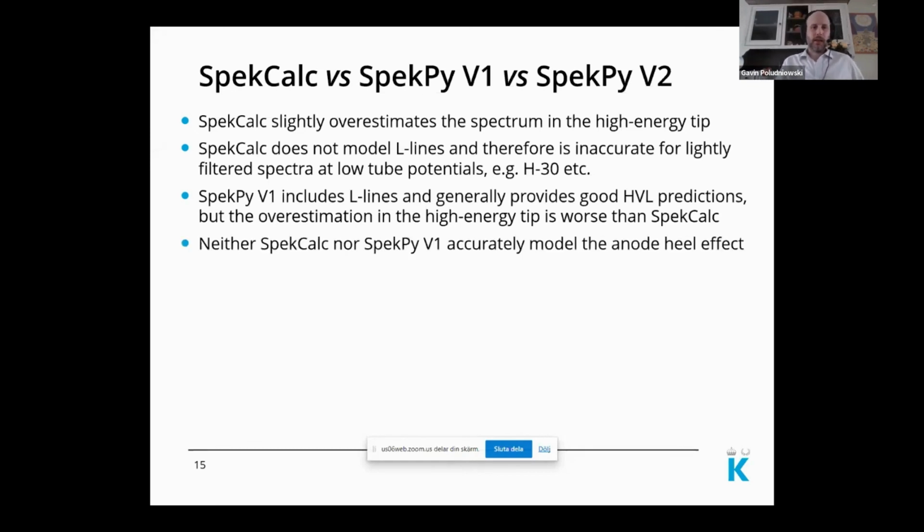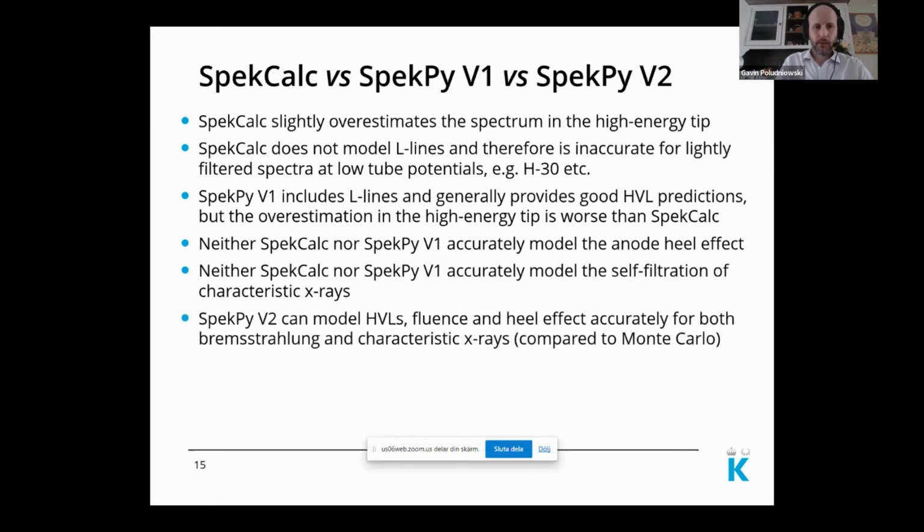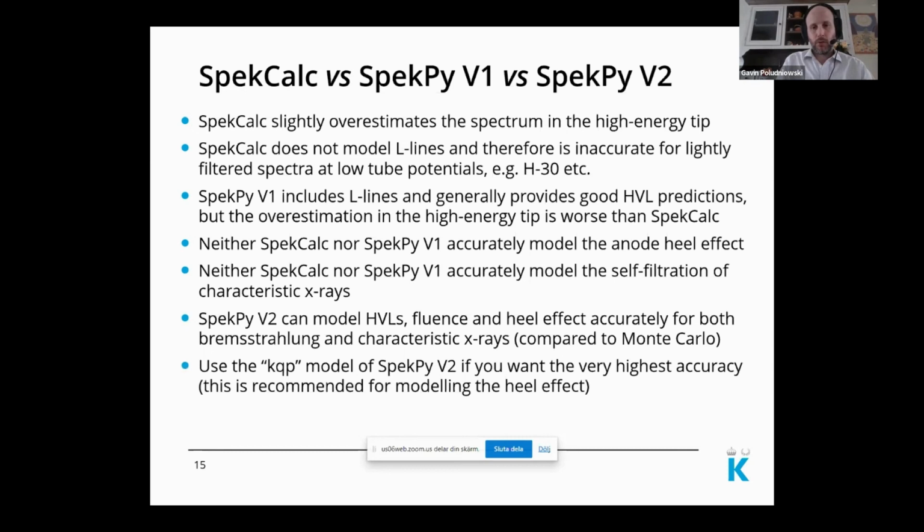But neither SpecCalc nor SpecPy version 1 accurately model the anode heel effect, that is how the HVL or fluence change with different angles with respect to the anode surface. And they don't model the self-filtration of characteristic X-rays by the anode either. Whereas with SpecPy version 2, we can model HVLs, fluence, and the heel effect accurately for both Bremsstrahlung and characteristic X-rays. And this is using Monte Carlo as a benchmark. And if you want the very highest accuracy, then, as I mentioned before, KQP is the option to choose.